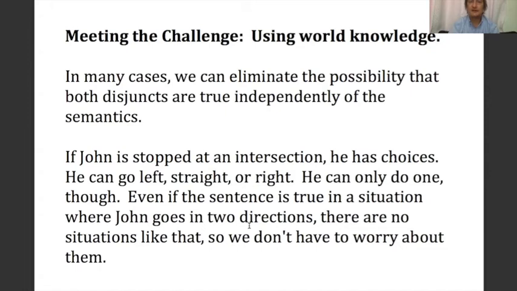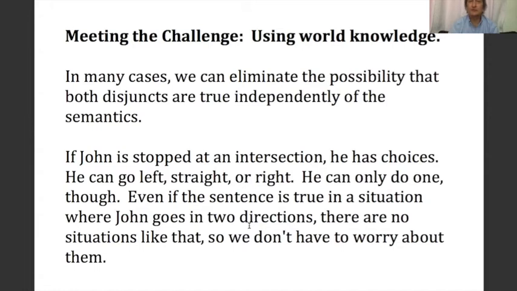So if John is stopped at an intersection, he has choices. He can go left, he can go straight, or he can go right. But he can't do more than one. Even if you think of the sentence as true, if he does two of them, he goes straight and right, there's no way for that to actually happen in the world. You can't go straight and right at the same time.